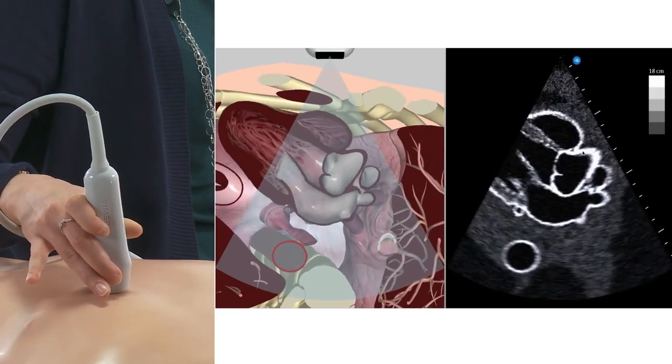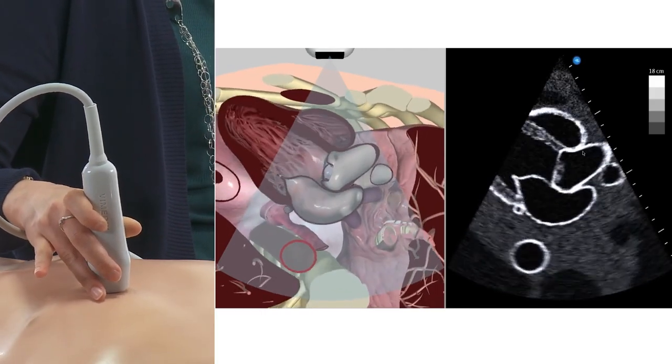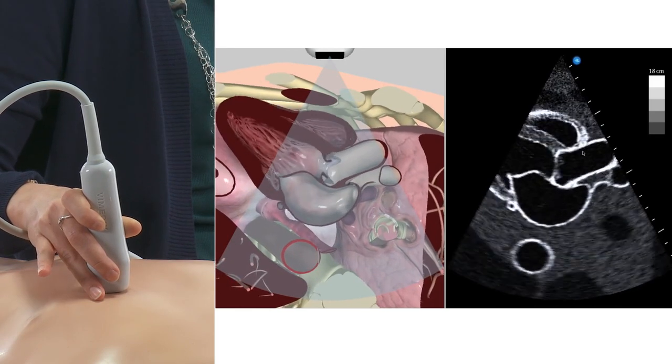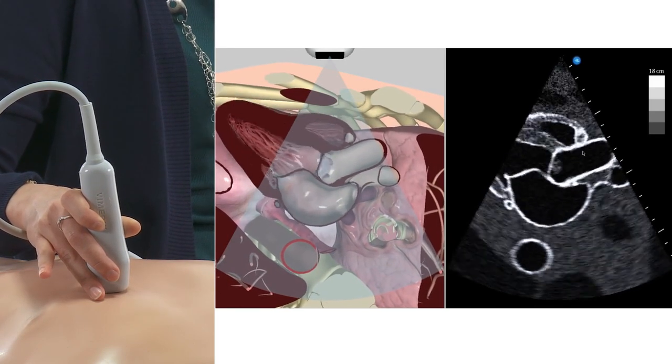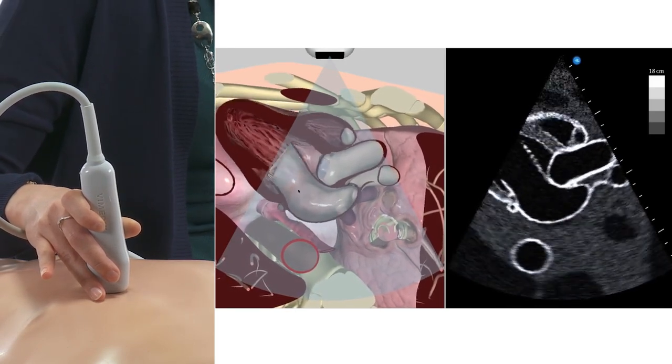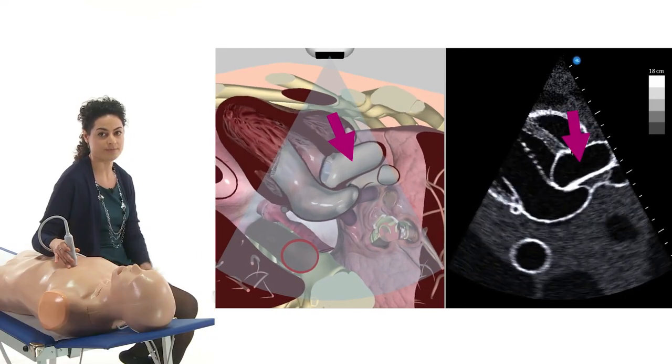And really nice, I'll tell you a trick. When you tilt the transducer like this, you can have a better view of the ascending aorta. So here and here, as simple as that.